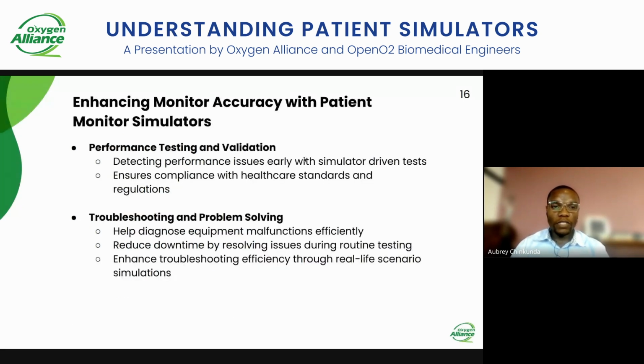So I will take us through the next part of the presentation, where we're going to look at how patient simulators enhance monitor accuracy in the hospital or various health facilities. One way that patient simulators enhance accuracy with the patient monitoring devices is because they allow us to conduct performance testing and validation. It's going to help us ensure that the monitoring devices are working properly.